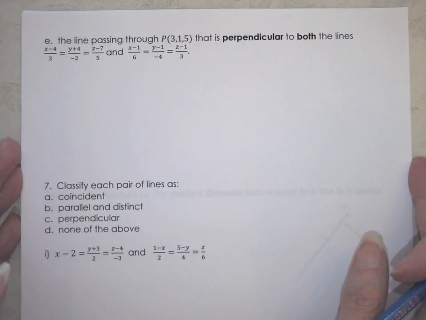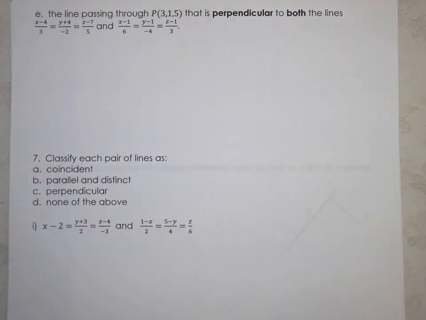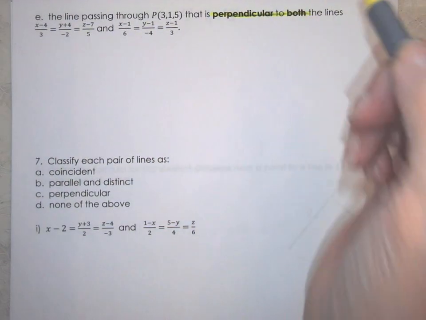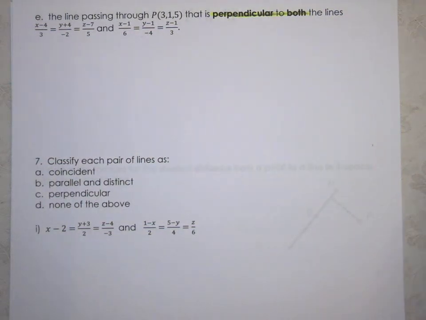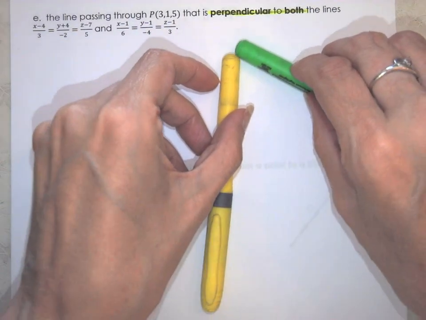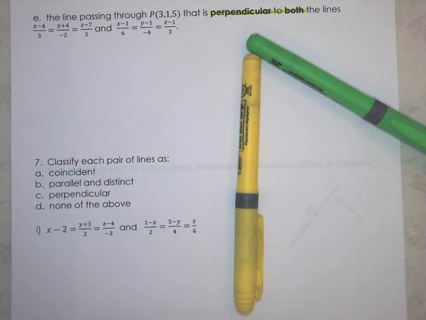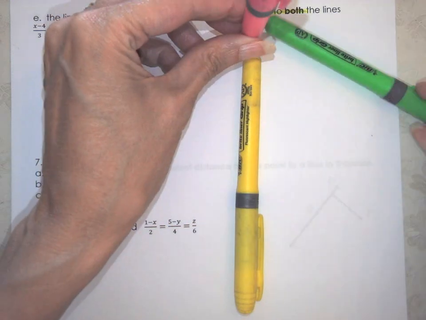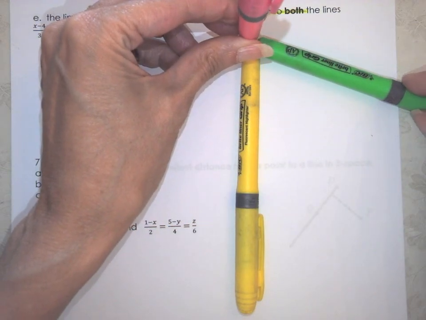And E, the line passing through that point, perpendicular to both of these lines. So how do we find a direction perpendicular to two directions? Well, we know that's the cross product. That's the definition of the cross product. If we have two different directions and we want a direction perpendicular to those two, we cross them and we get a direction perpendicular to both of them.